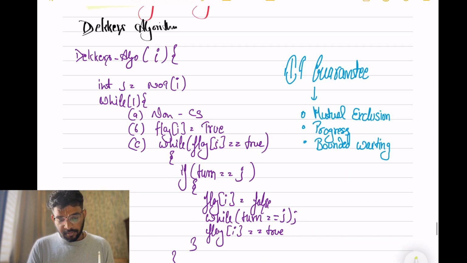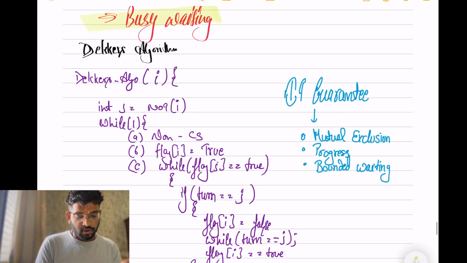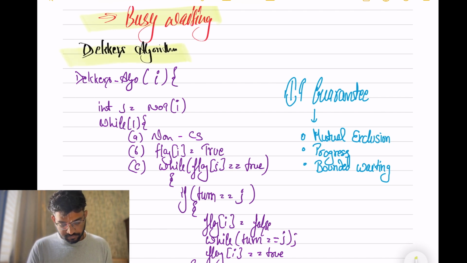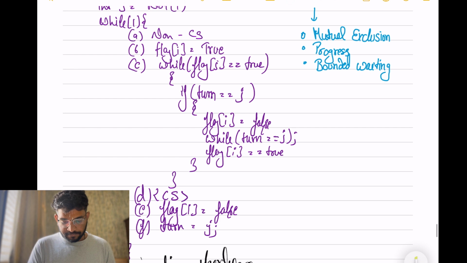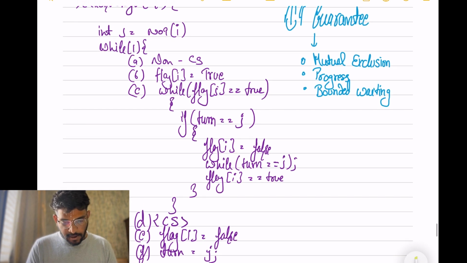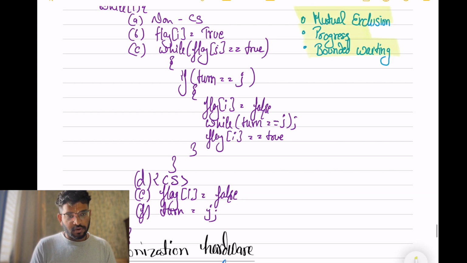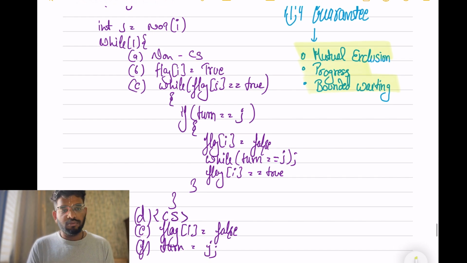Another solution is Dekker's solution, Dekker's algorithm. It works similar to Peterson solution, and it guarantees mutual exclusion, progress, and bounded waiting. So here is the code for Dekker's algorithm. If you want to study, you can do it on your own.